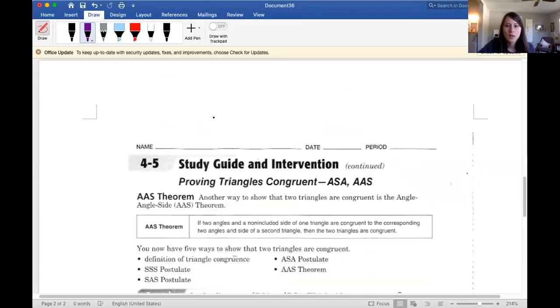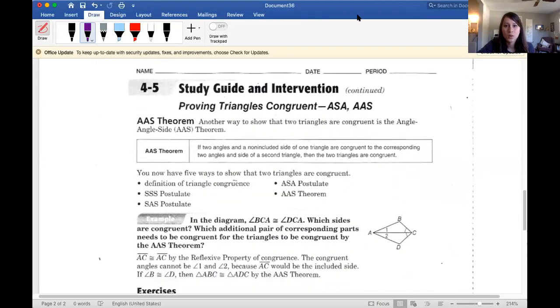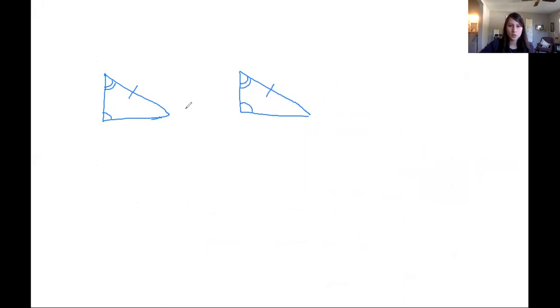Okay, moving on. Let's take a look at our next part. Looking at the back, we're going to learn one more postulate. This postulate is called the angle side. What that is saying is if I have two triangles, there are two consecutive angles that are congruent, and then a third side that's not sandwiched between the two angles, then these two triangles would also be congruent. This is what we call the angle side postulate.